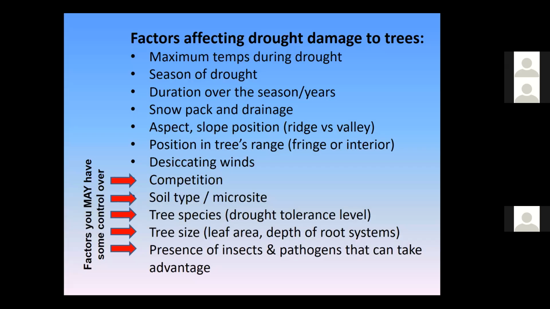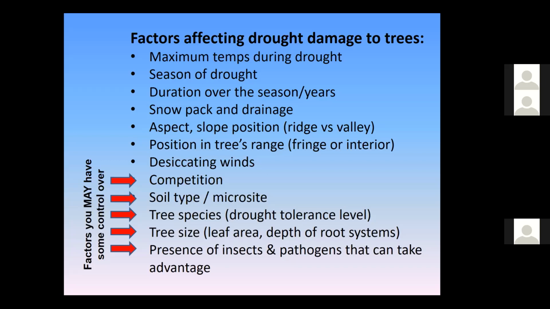So here's a nice long list for you of all the factors that I could think of that would affect how a tree might respond to drought. And most of them are things that you're not going to have any control over. So environmental factors that come and go. Some of them depend on where your property sits. So for example, a ridge top might have more water draining away from it and have more drought potential than down in a valley where the water's draining to.